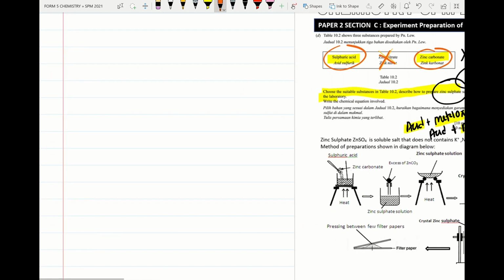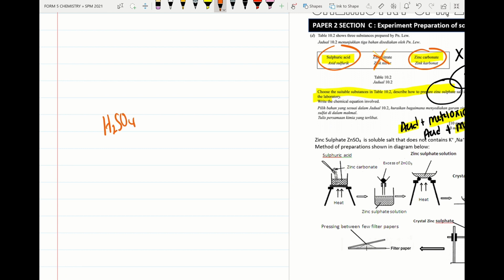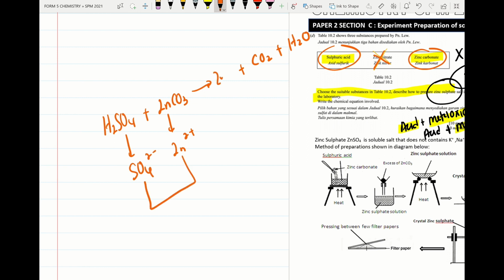So we try to do the equation. Sulfuric acid reacts with zinc carbonate. We will get carbon dioxide and water. For the salt, I take the zinc ion and the sulfate ion, which join during the chemical reaction, so I will get zinc sulfate. Cancel. So this is the equation that students have to write.